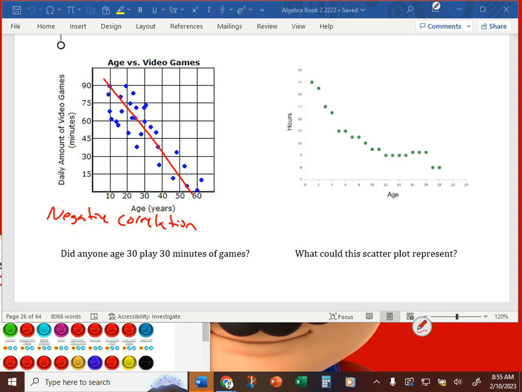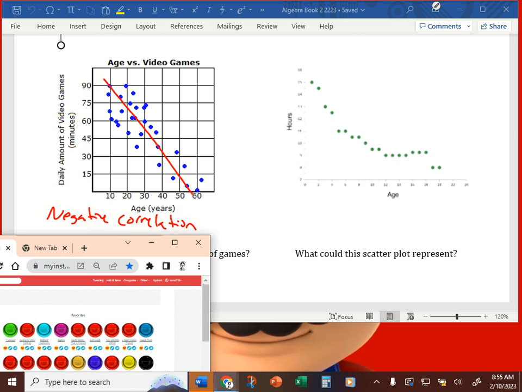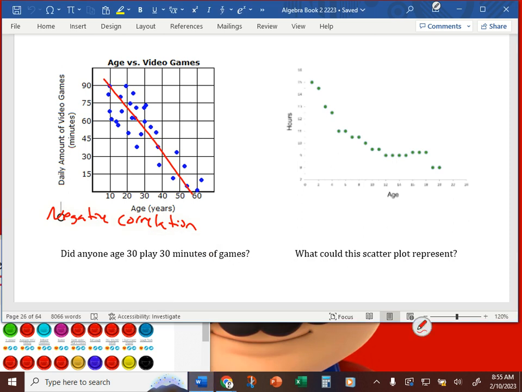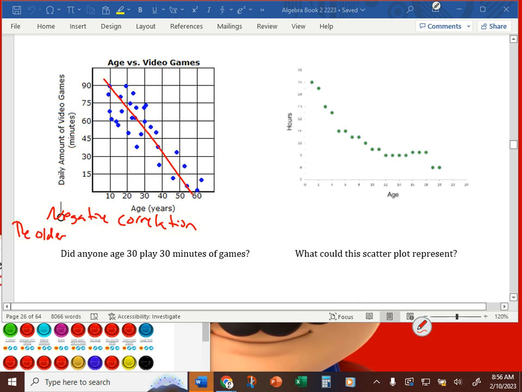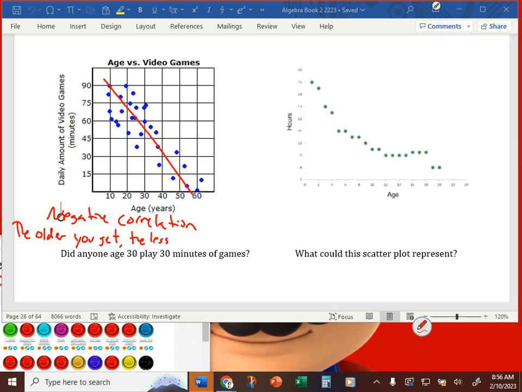You can write the negative sign and then C. Okay. And so our relationship is the older you get, the less time you spend playing video games.